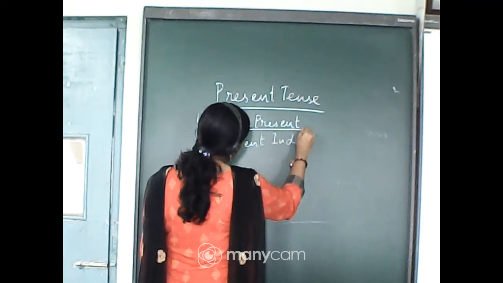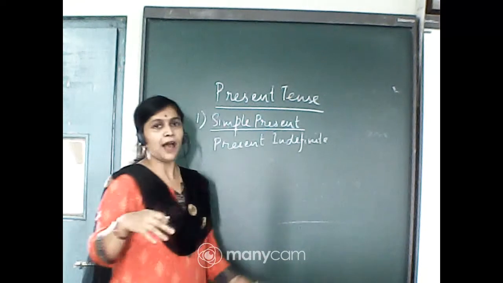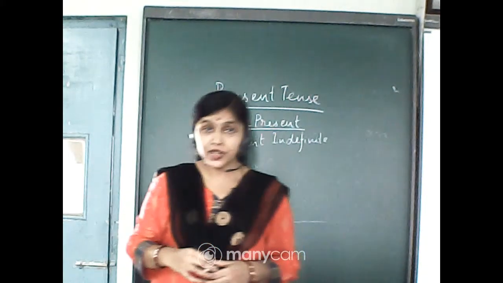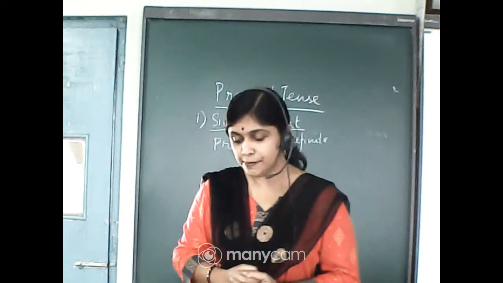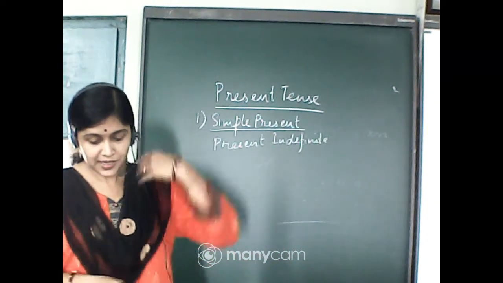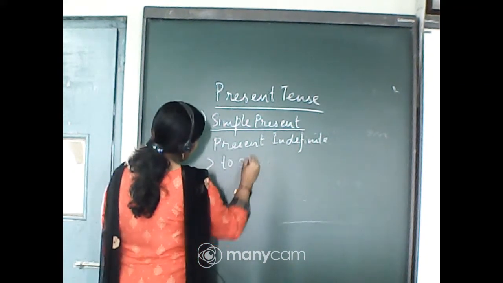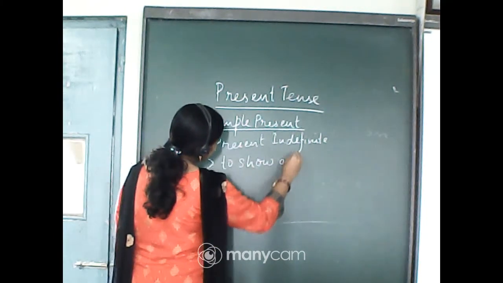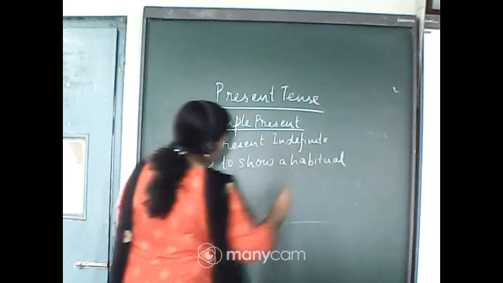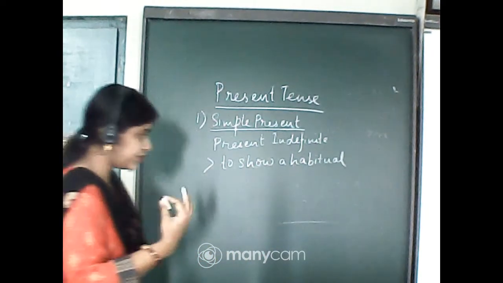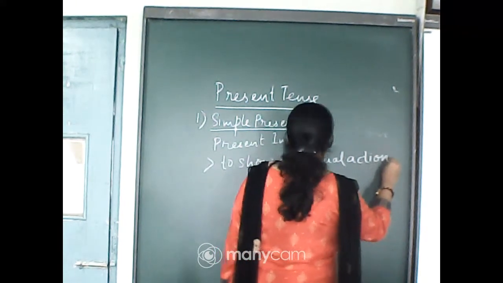For some kind of habitual action, we use the simple present tense, something which happens, some universal truth. A lot of different things are conveyed by using the simple present tense. Okay, so simple present tense is used for a lot of purposes. Let me write a few. To show a habitual occurrence or a habitual action which happens every day or which happens regularly.